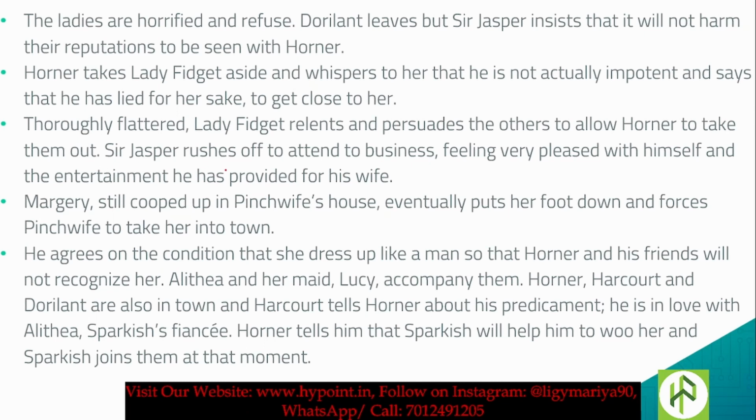Sir Jasper rushes off to attend to business, feeling very pleased with himself and the entertainment he has provided for his wife. So Sir Jasper, he believes what? He believes Honor is important. So there is no harm in leaving the ladies of his house with him. So as he gets rid of Lady Fidget with Honor, Jasper rushes off to attend to business, and he felt so pleased and so safe for his ladies because he provided entertainment. He provided it with Honor. Honor is an important person.